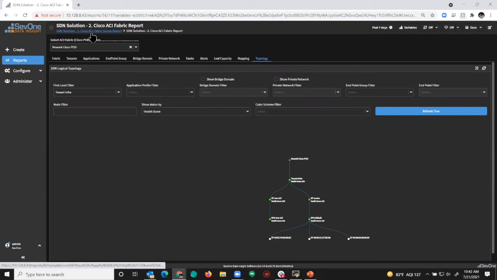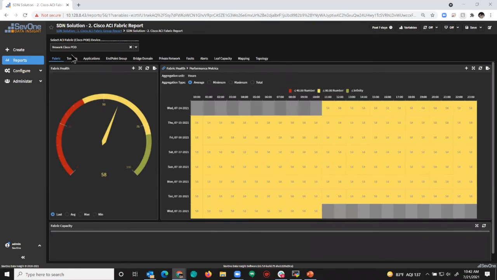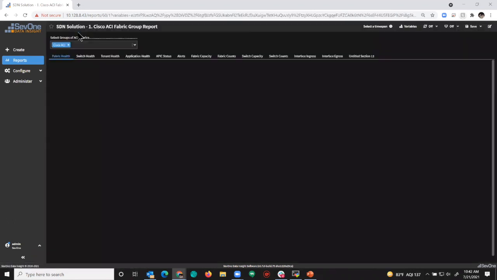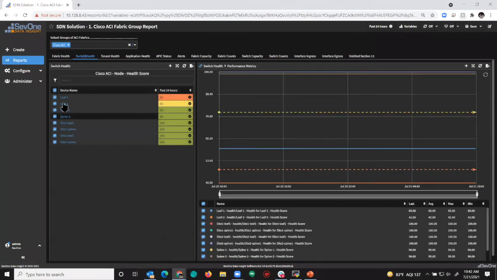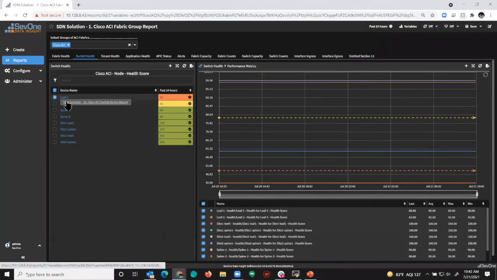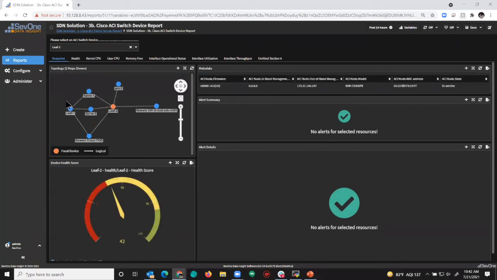Wanted to move on to, let's go back to the switches. So maybe I just care about one switch. Let's take a look at this leaf 2 switch. We have a report specifically looking at the switch. So if you're familiar with our out of the box DI reports, this looks a lot like the switch report from the out of the box. It's not exactly the same.